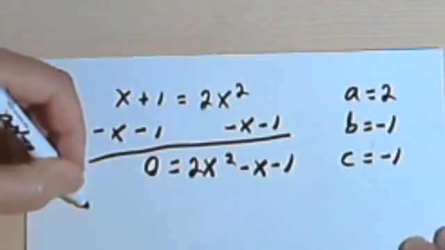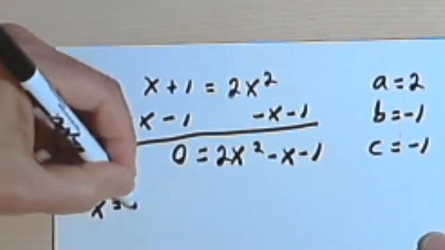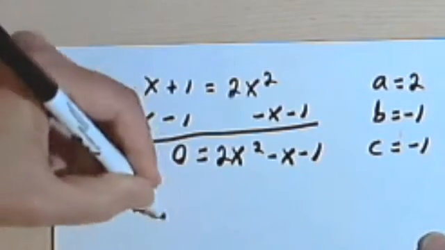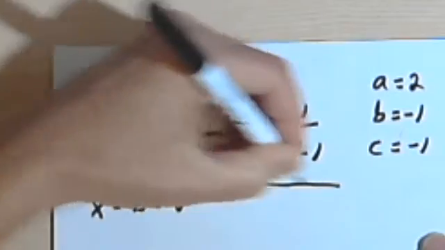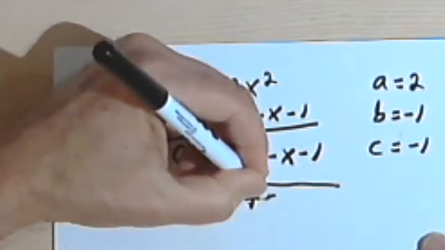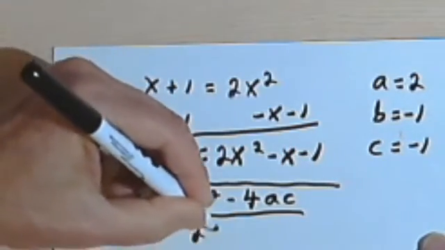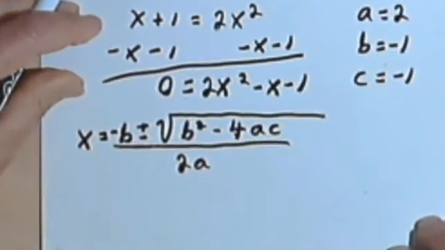So now I'm going to write my quadratic formula. That's x equals negative b, plus or minus the square root of b squared minus 4ac, and that whole thing is over 2a. So now I'm ready to plug my values in.